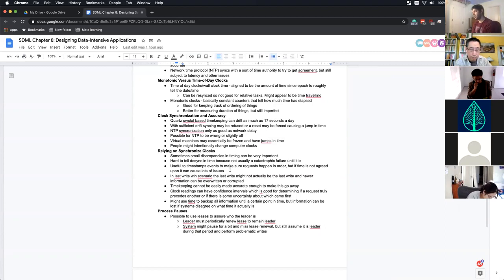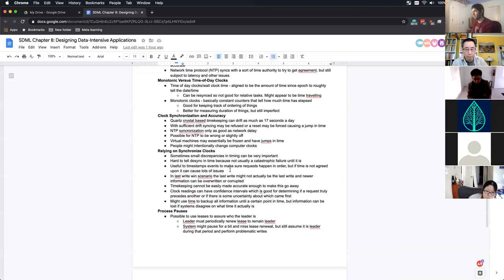They were talking about the clock synchronization and accuracy. I already mentioned the quartz crystals can end up drifting over time. And then with sufficient drift, you might end up running into problems with not being able to interact with other systems, not being able to do various different things because it's just so far gone that it doesn't line up.